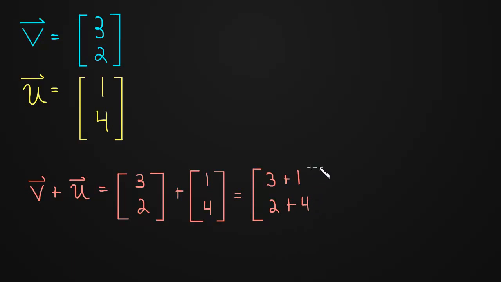And you can see, just visually, what's happening here. The second component of v plus u is just the second component of v plus the second component of u, which in our case just becomes 4, 6. So when we add vectors together, we get a new vector. And here we got the vector 4, 6.